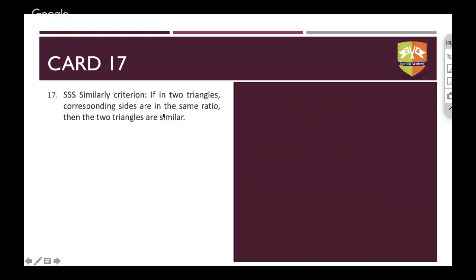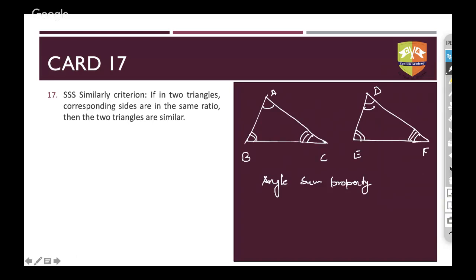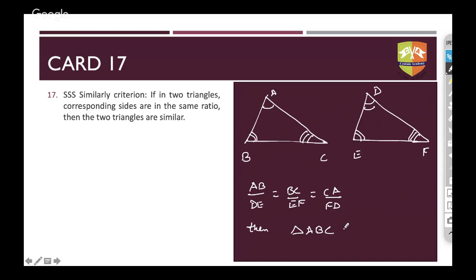Okay, the triple S similarity criterion. Now they say that, again, let me use this triangle only. It says that triple S is what? If the three sides are proportional, that means AB by DE is equal to BC by EF is equal to CA upon FD, right? Then triangle ABC is similar to triangle DEF.